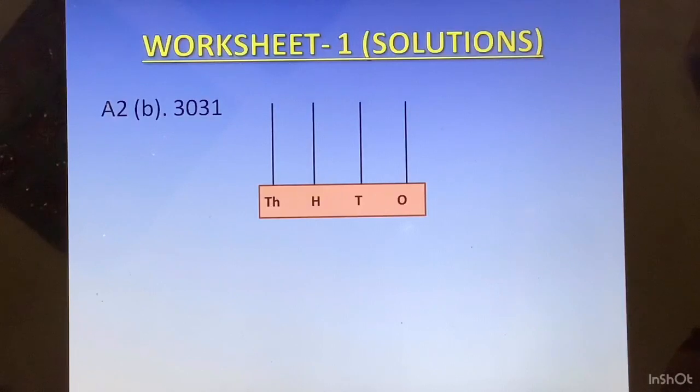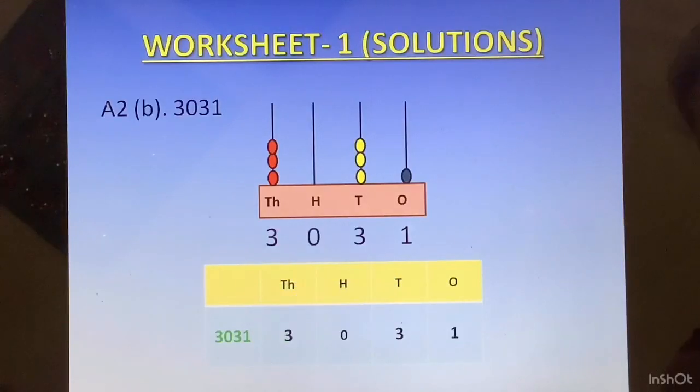Okay. Next one. The number is 3031. 1 is in the ones place. So 1 bead in the 1 spike. Tens place 3 beads. 100, no bead will go in this spike because it is 0. We have 3000. So 3 beads in the 1000 spike. Now look at this. If you write the number below the abacus, the place value chart is formed. So this is what we will copy in the place value chart and our chart will be made.